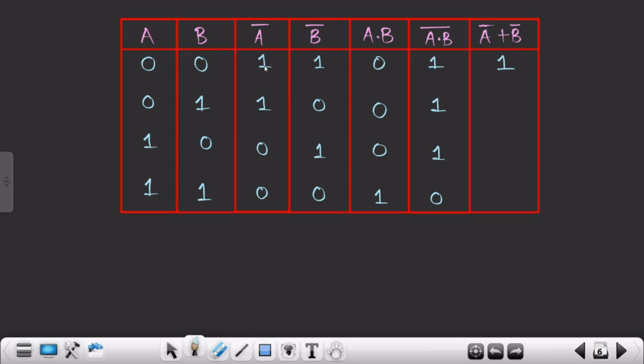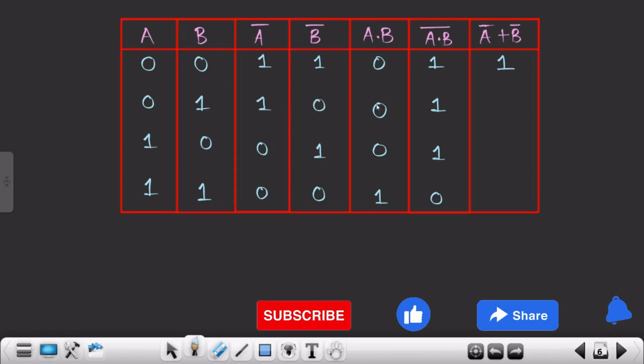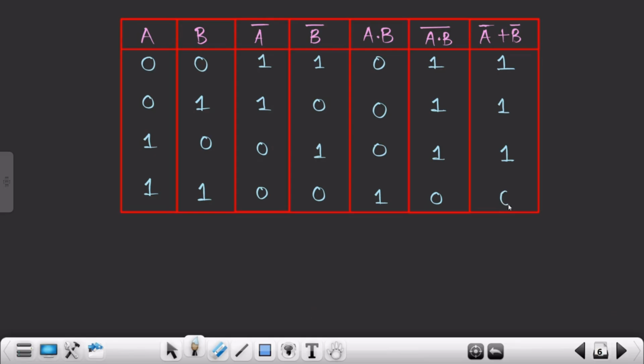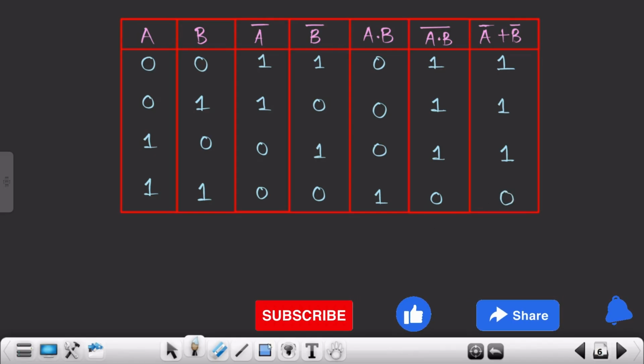So A bar is 1, B bar is also 1. When you add them you get 1. Then A bar is 1, B bar is 0. Anyhow, since you are adding, it would be 1 only, right? Over here as well, 0 plus 1 is nothing but 1. Great. But over here, A bar is 0 and B bar is also 0, so the answer would be 0. Now I hope you have noticed this particular thing. Just see over here clearly.